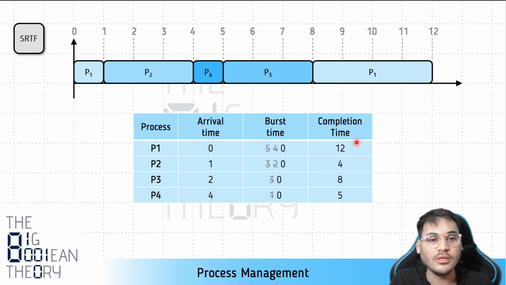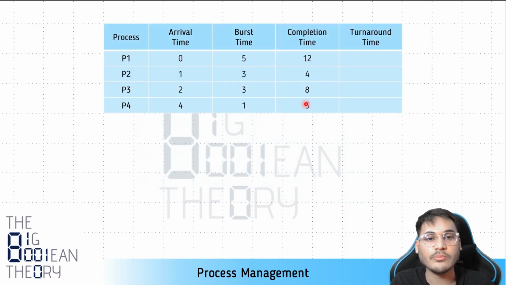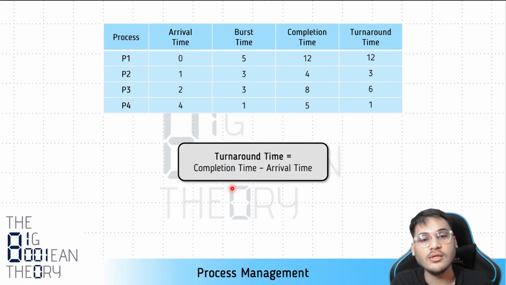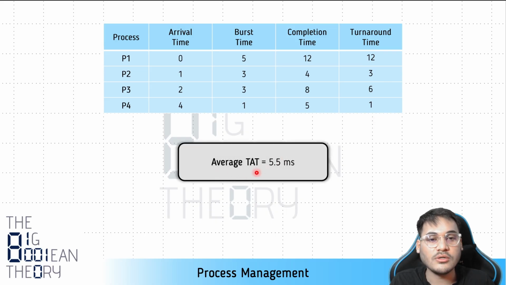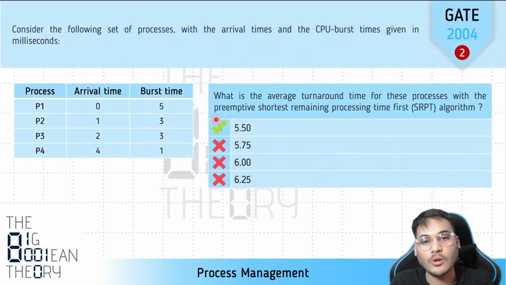And now we have the completion time for all of the processes. Once we have the completion time, we also have the arrival time. We can compute the turnaround time using this simple formula, that is completion time minus arrival time. That is the total time that any given process spends in the system. And once all of these are calculated, we can compute the average. So the average turnaround time is 5.5 milliseconds. In the options, the right option is option A. So the answer is 5.5 milliseconds, option A.